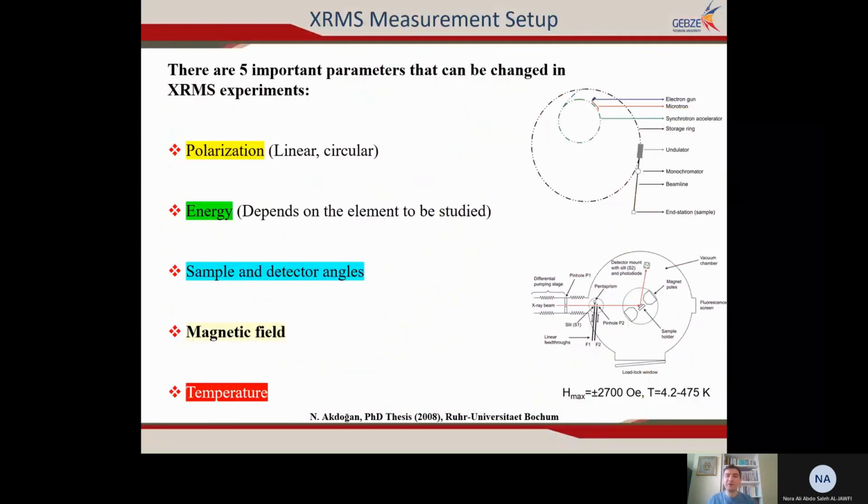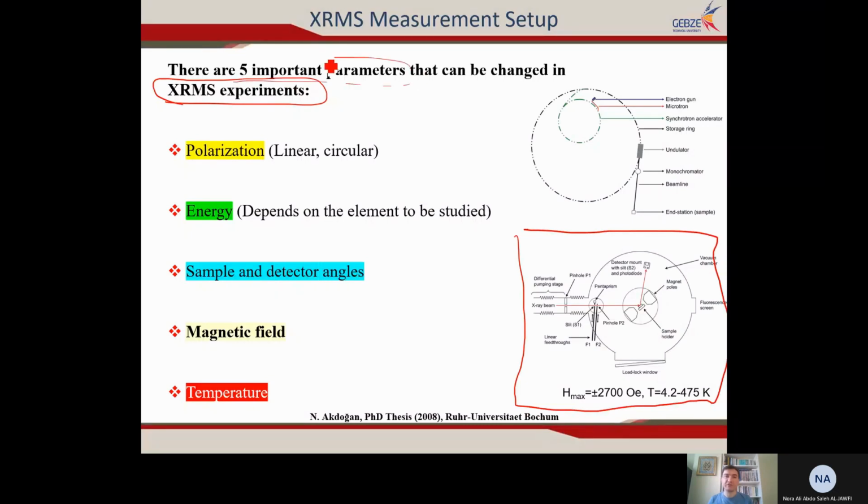Okay, then let me continue with the 5 important parameters that can be changed in XRMS experiments. Don't forget that I am talking about this experimental setup, okay? If you have a different experimental setup, then you can have different conditions to change the parameters, okay? But at least some of the parameters are required in this type of experiments.